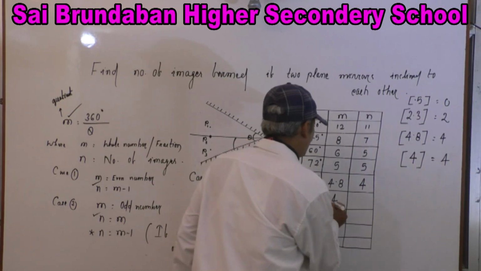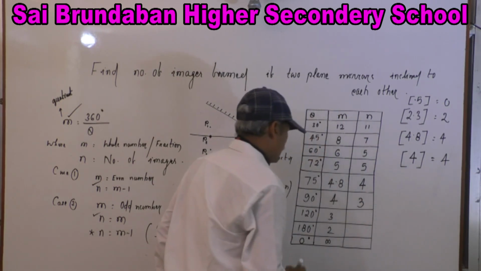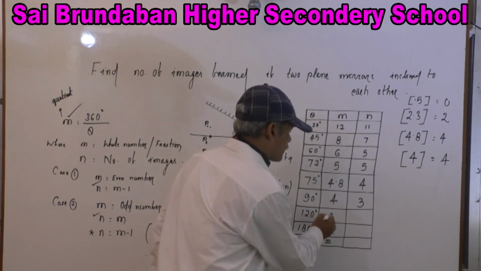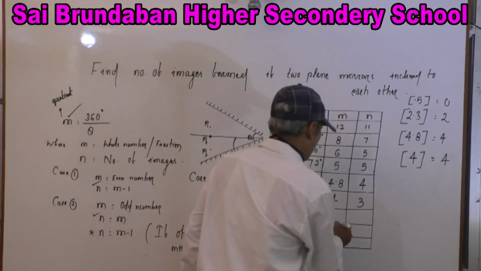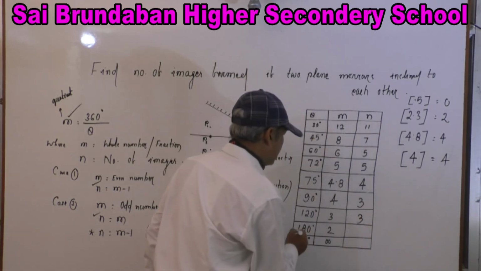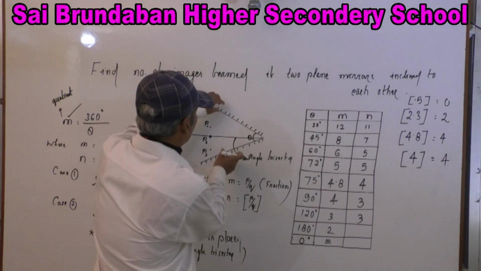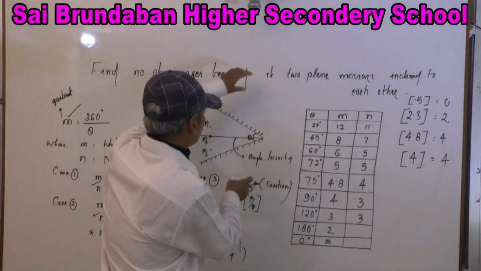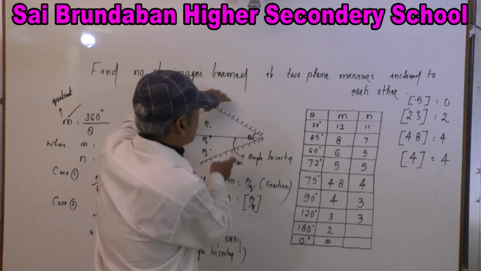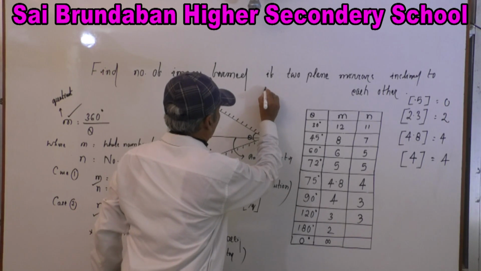90 degrees, the quotient is 4, then the number of images is 3. 120 degrees, the quotient is 3, then the number of images is also 3. 180 degrees means both the mirrors will lie on a line. That means it will be like this, 180 degrees.